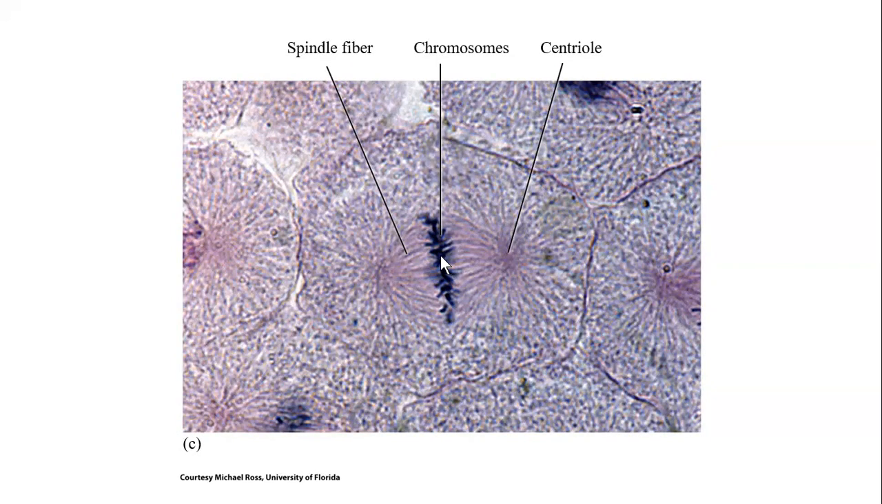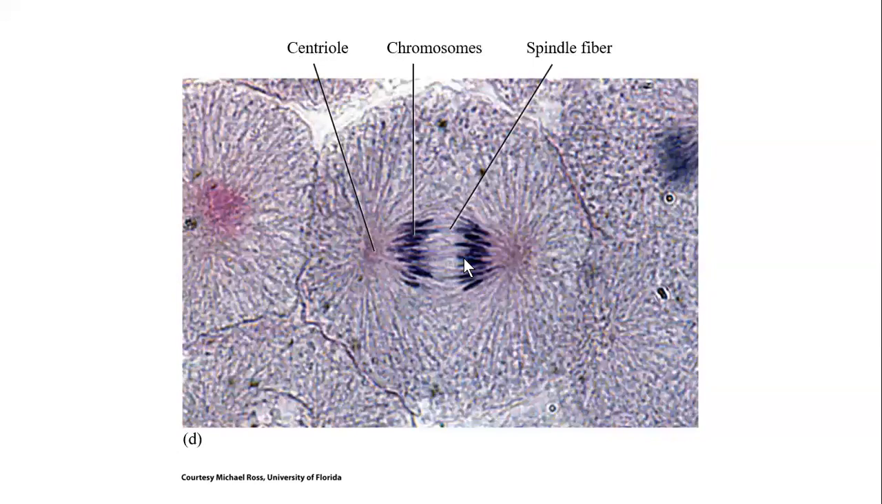In metaphase, the chromosomes align in the middle. Now you can see the centrioles, the spindle fibers that grew out of the centrioles. In anaphase, along those spindle fibers, the chromosomes are now moving to the opposite pole of the cell. So we are separating two sets of chromosomes, one set for each daughter cell. And you can see the centriole and spindle fiber yet again.